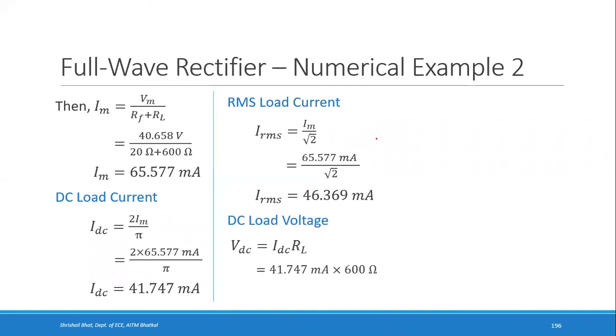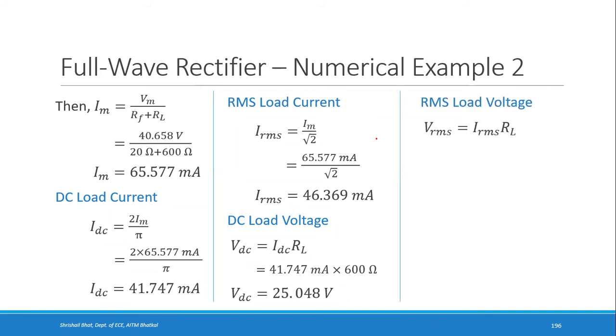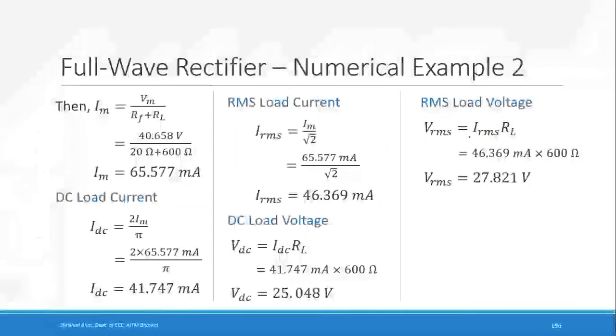Actually, this is not asked, but you can just find this. Load voltage is IDC into RL. You'll get it as 25.048. So the DC load voltage is 25.048. VRMS is IRMS into RL. Use IRMS, RL is 600, you get 27.821. So you are actually asked for efficiency, or AC input power and DC output power.